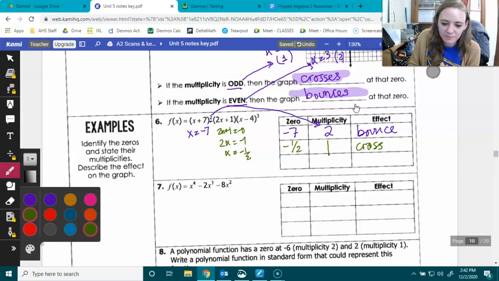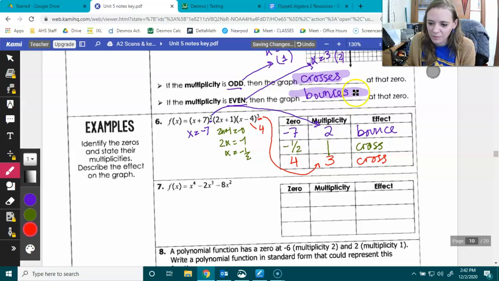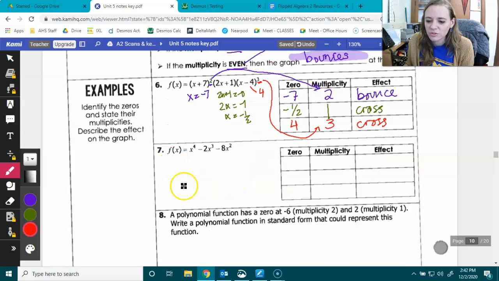Okay, the last one. X. What value would make this a 0? So the opposite of minus 4, this would have to be a positive 4. So that's my other 0. It's positive 4. Now I have an exponent, and the exponent is my multiplicity. And since it's odd, it's going to cross. Okay? All right. Why don't you try number 7?